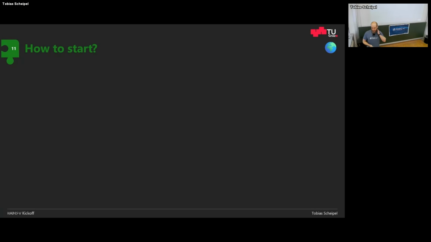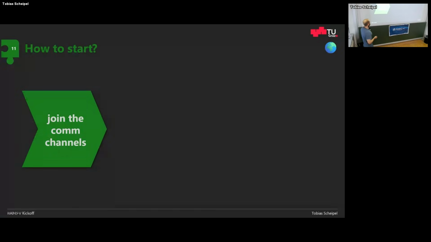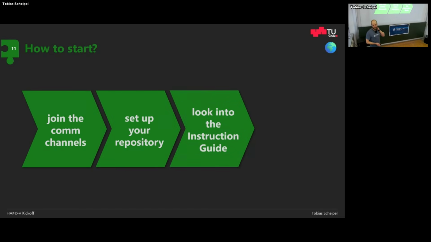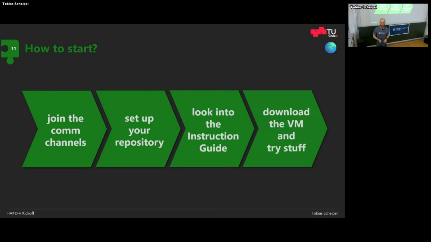Okay, so how do we start now? I'm going to give you a short outline. First thing, join the communication channels. Second thing, set up your repository if you have not done so. Third thing, look into the instruction guide. And the fourth thing is download the virtual machine that we provide with all the tools pre-installed and try stuff out. As easy as that. I'm going to go through all the 4 parts now.